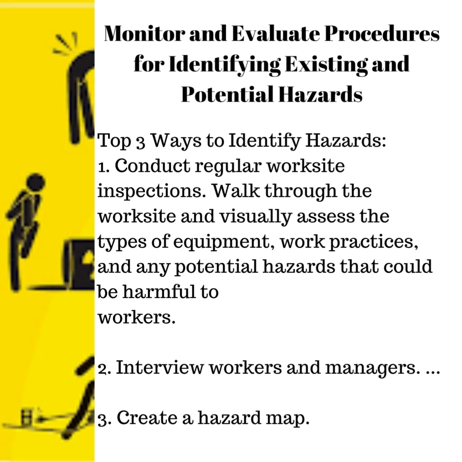Here are the top three ways to identify hazards. One, conduct regular work site inspections: walk through the work site and visually assess the type of equipment, work practices, and any potential hazard that could harm workers. Two, interview workers and managers. Three, create a hazard map.